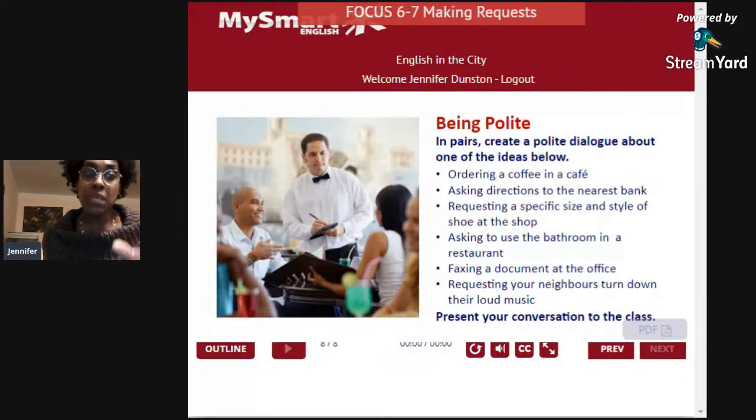Where is the bathroom is the question. Where is the bathroom? But if you want someone to show you, then you have to move the verb to be. It says, could you show me where the bathroom is? Very good, Barbara. Could you show me where the bathroom is?